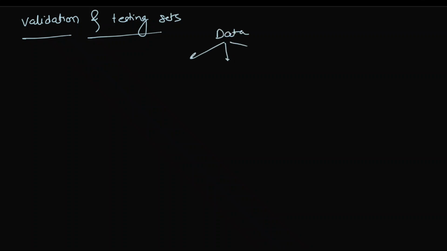There are many more, but I just want to give the basic things. Next is the validation and testing sets. Now what do we mean by validation? Generally it is recommended to divide the data into three sets: the training set, the validation set, and the testing set. The training set is used for training the model. Validation is used to fine-tune the hyperparameters, or I can say hyperparameter tuning.